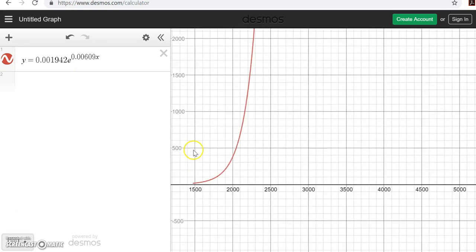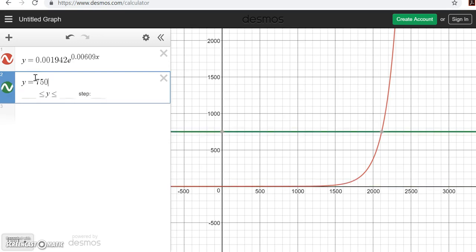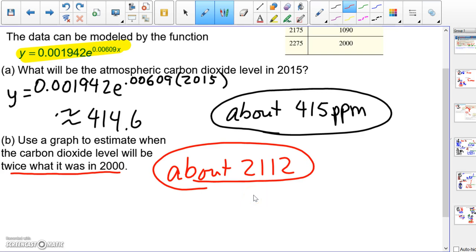And then type in that second equation. You want y equals 750. And then you can just click on it. And that shows you your 2112 a lot faster, I think. I'd much rather use Desmos than that TI. But of course the TI is awesome, but there are other tools besides TI. So we've got our answer, 2112, or the year 2112.